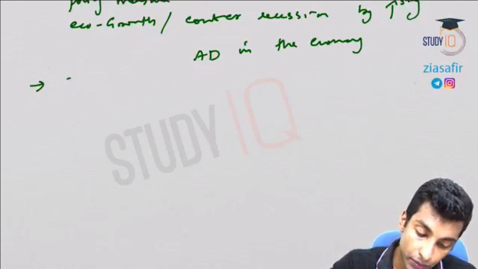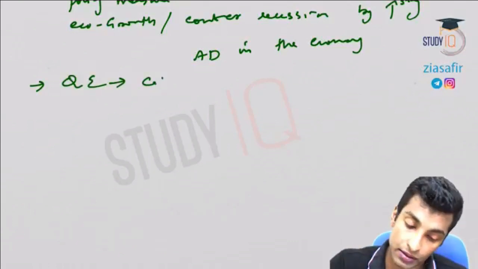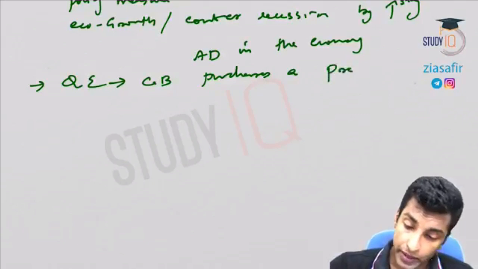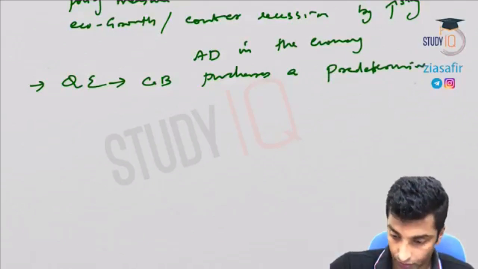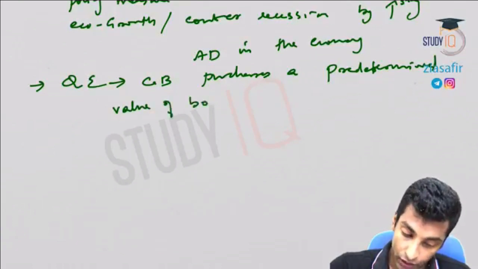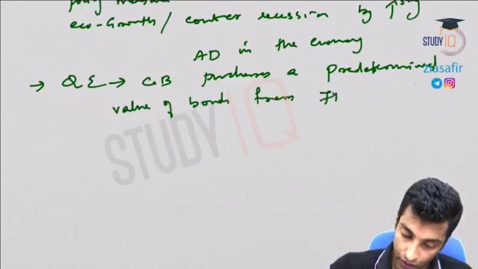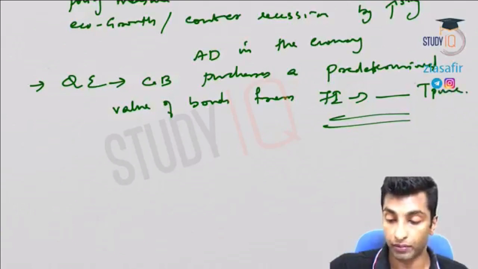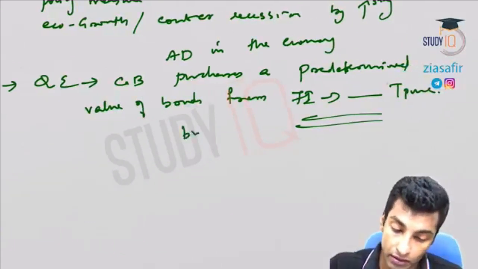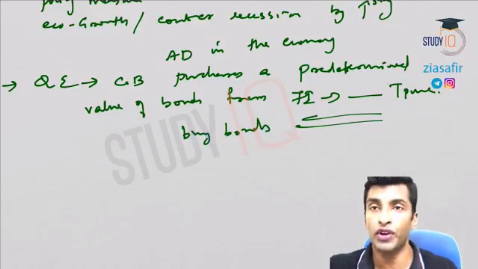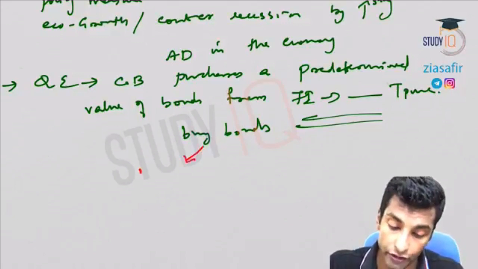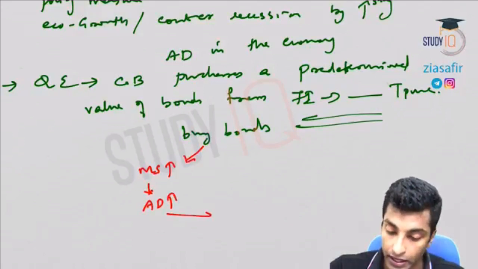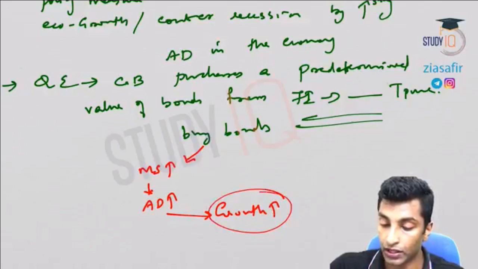Okay. Now under QE, the central bank purchases a predetermined value of bonds from financial institutions for a predetermined time period. So when the central bank buys bonds, what is actually happening? Money supply will increase because you are paying for the bonds. That will lead to an increase in demand, so that will lead to growth. This is actually the objective.